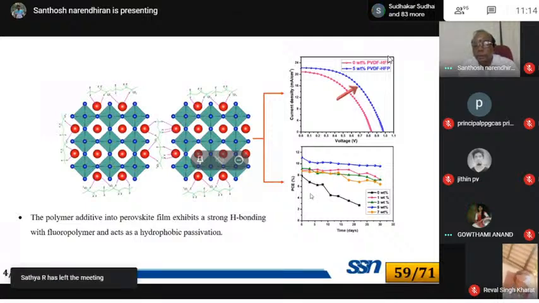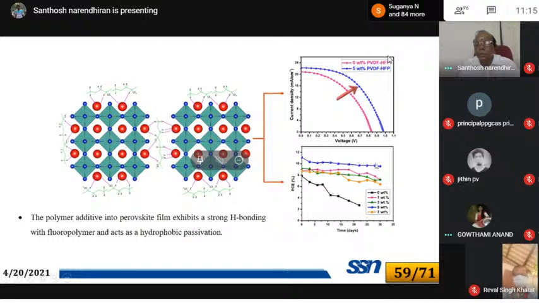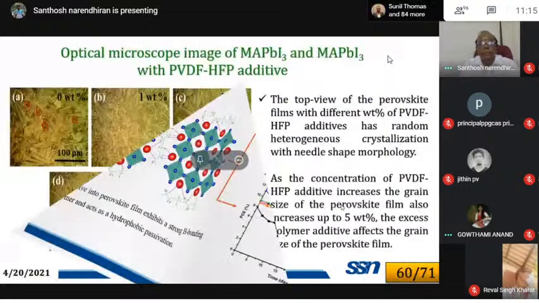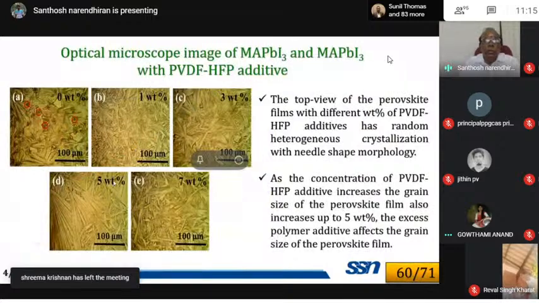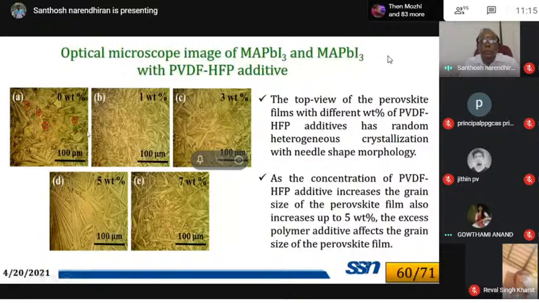And with the time, the power conversion efficiency is like this. For the pure material, it deteriorates very fast. Optical microscope can be a big help for most of the studies. Here you find the different images. This is for the pure material, and there are several holes. With the additive, these holes are disappearing, and you get a pattern like this.